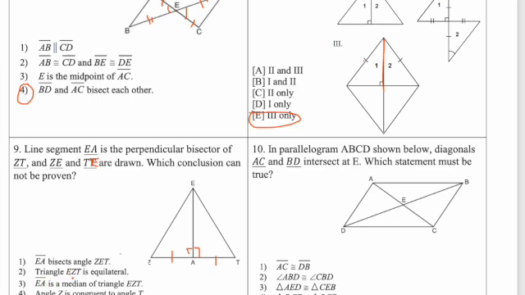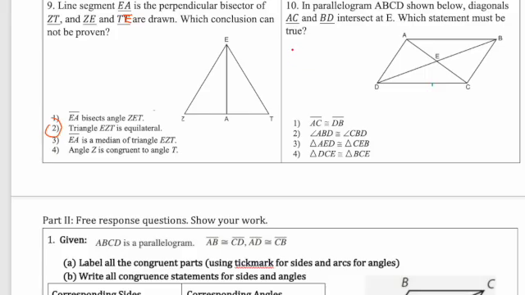Triangle EZT is equilateral. Well, even if we prove the triangles are congruent, and we could prove that this side is congruent to this side, we don't know if all three are congruent, so I'm thinking it's probably this one. EA is the median of triangle EZT. Well, the median is a line hitting the midpoint from the vertex. That's definite. Angle Z is congruent to angle T. Once you prove the triangles congruent, you could definitely prove the corresponding parts are congruent. So I am going to stick with 2 being the answer: triangle EZT is equilateral. Let's take a look at number 10.